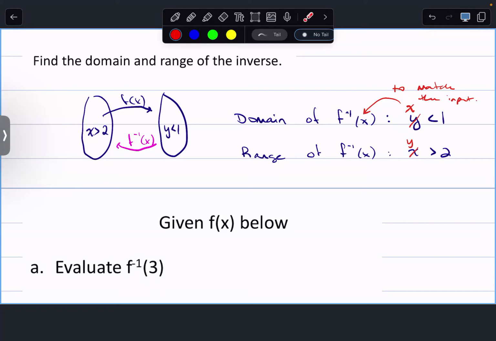So you're just going to flip the input and the output. But usually when we say the input, we use x, and when we say the output, we use y, just generically.